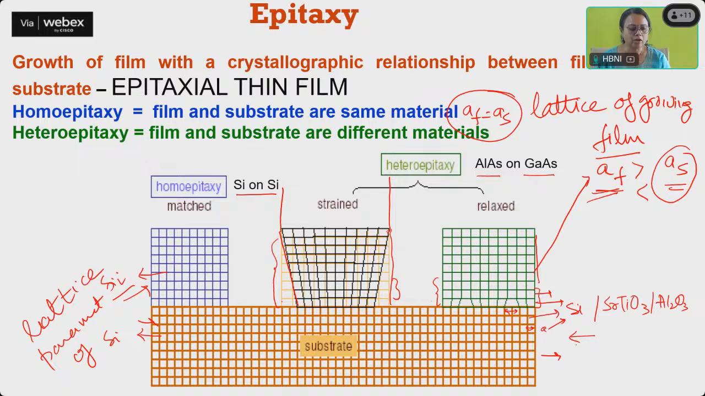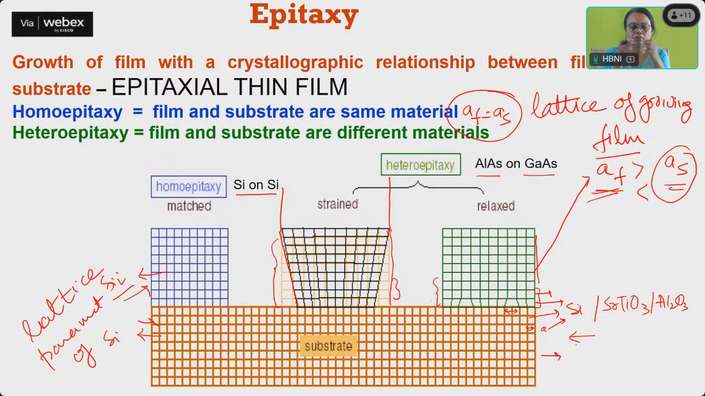Okay, so we have homoepitaxy and heteroepitaxy. My first question for today: we also have homogeneous nucleation and heterogeneous nucleation. How are these two phenomena similar? Write according to your understanding how homoepitaxy is similar to homogeneous nucleation and how heterogeneous nucleation and heteroepitaxy relate, in case of thin films and in case of single crystal growth. These two phenomena are basically the same, though we are using two different terms. Just give me your understanding.